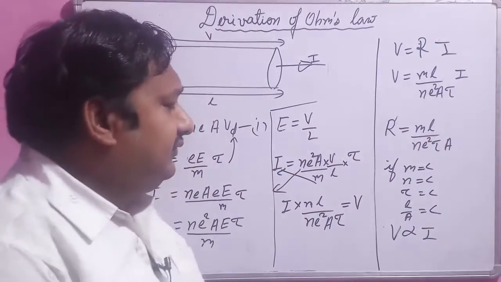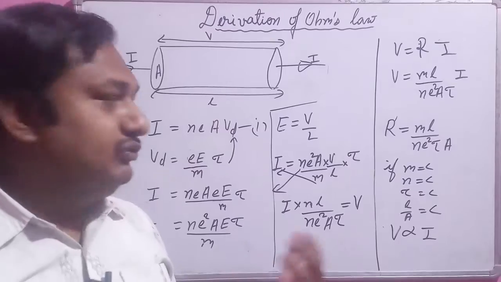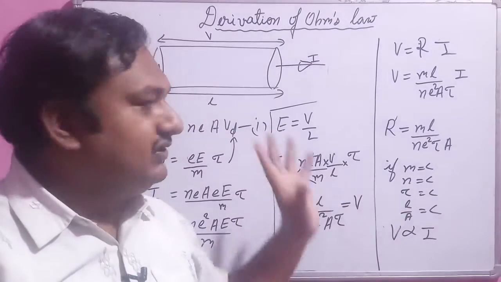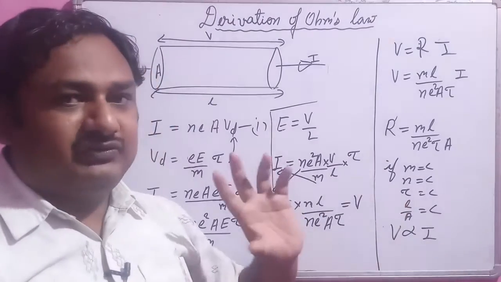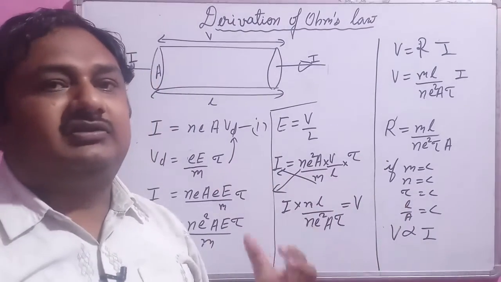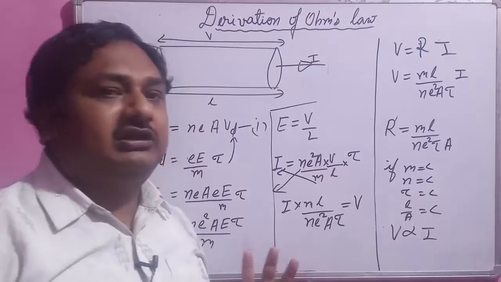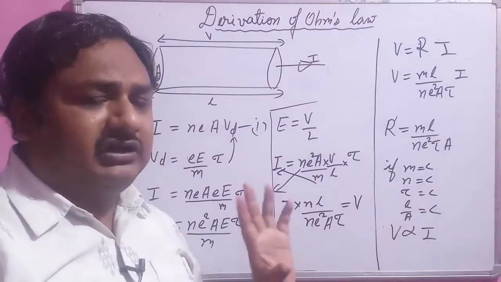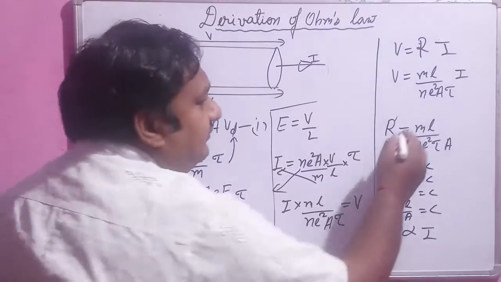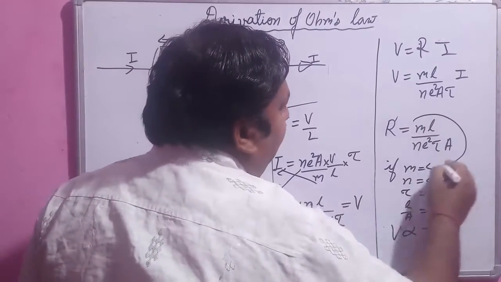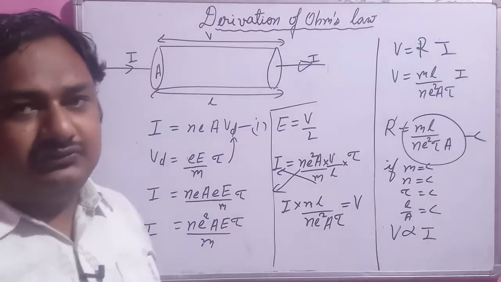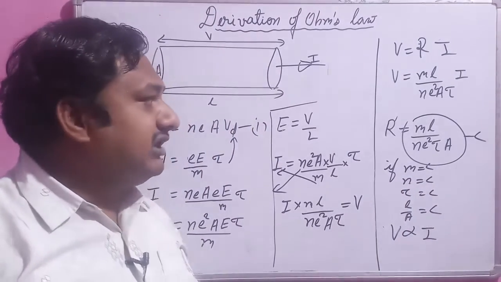Why? Because the mass of the electron is not going to change, the number density we assume is constant for this case, and the relaxation time is constant if the temperature and certain other things do not change. The geometry of the conductor is constant. So we can say that this whole parameter is a constant, because it contains quantities that are constant in nature.